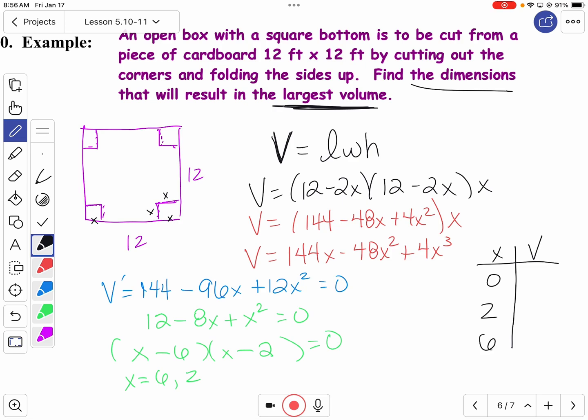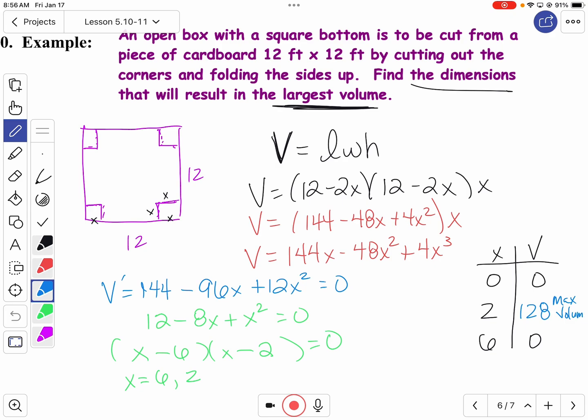And so now we go back to our volume formula, and we plug all of that in. If I plug in 0, I'm going to get 0. And if I plug in 6, I'm going to get 0. So we know the maximum is going to happen at 2. Okay, and so let's figure out what that volume would be. Let's see, 2 times 2 would be 4, minus 12 would be 8. It'd be 64, right, times 2, 128, right, is my max volume.